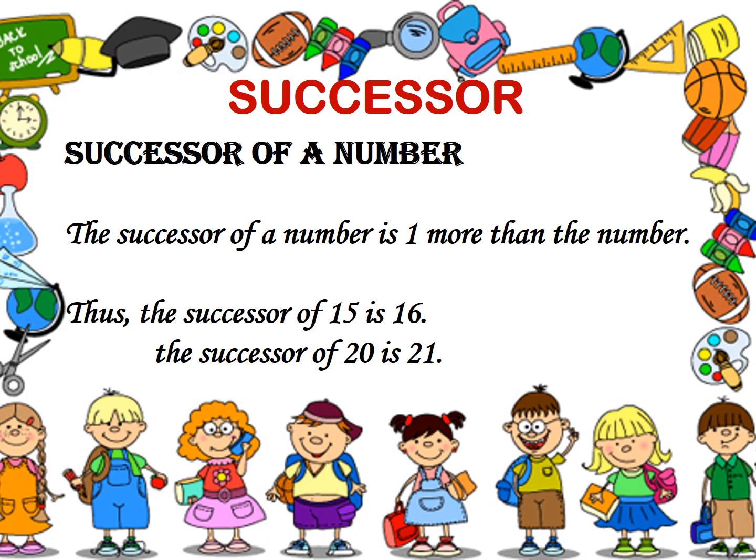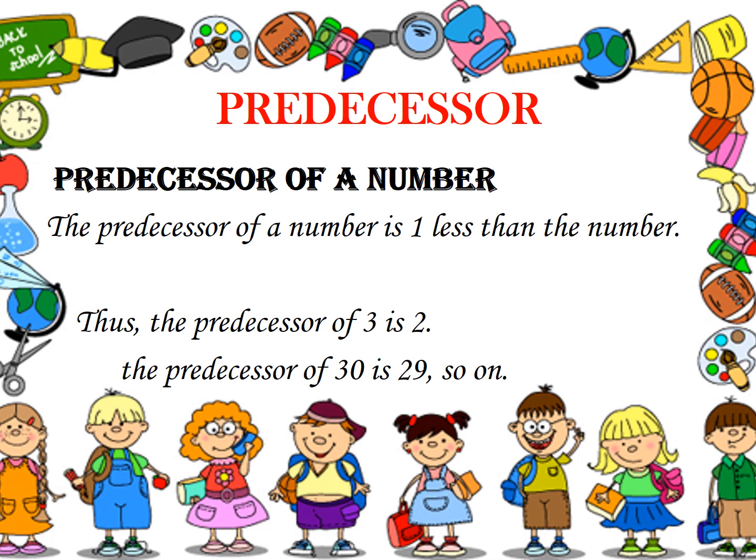Successor. The successor of a number is one more than the number. Thus, the successor of 15 is 16, of 100 is 101, and so on. Predecessor. The predecessor of a number is one less than the number. The predecessor of 3 is 2, the predecessor of 30 is 29, and so on.